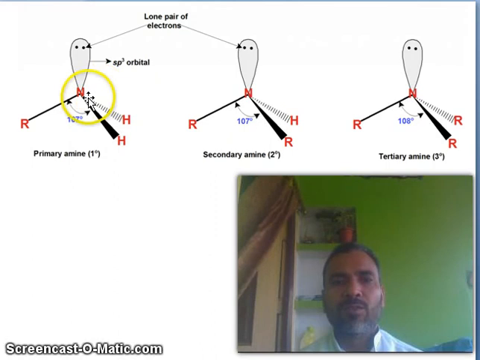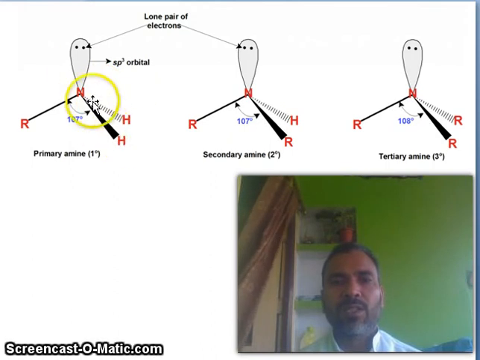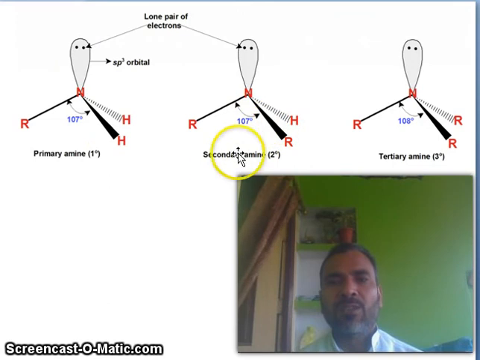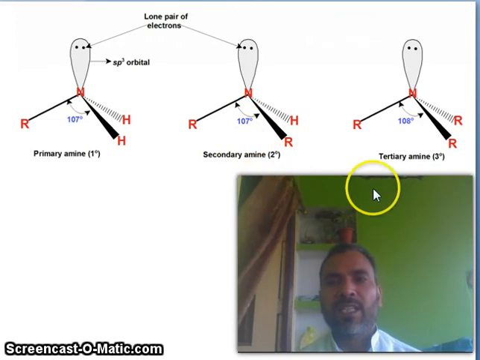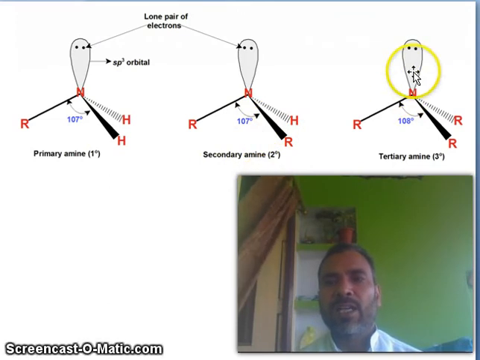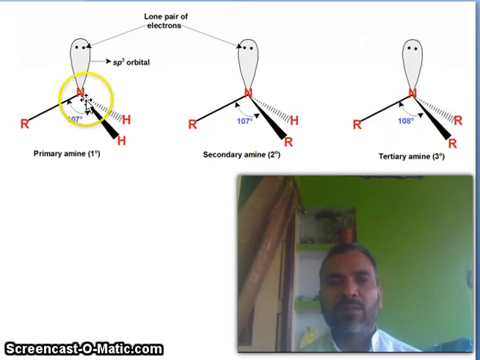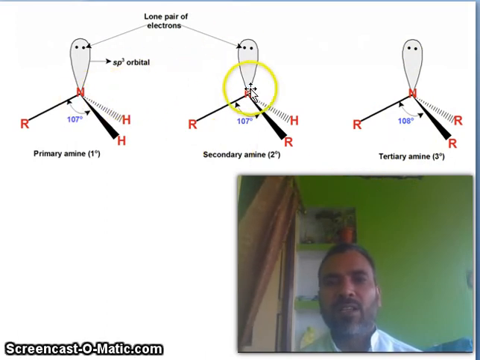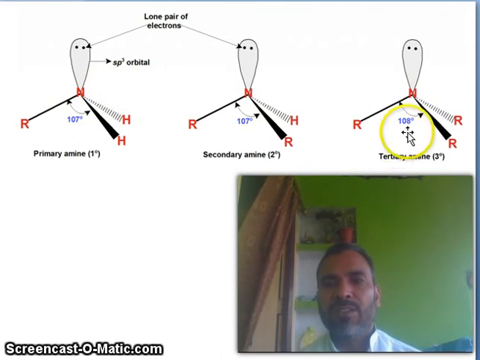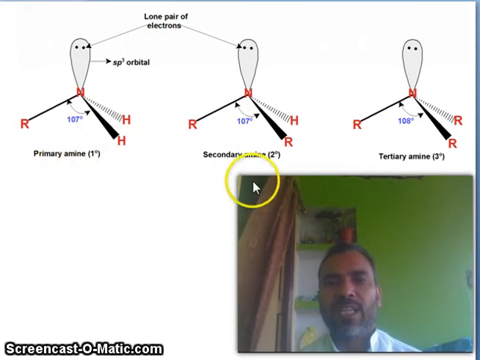Now you see two hydrogens, so this is primary amine. Here one hydrogen, this is secondary amine, and no hydrogen, this is tertiary amine. So this is sp3 hybridized, this is sp3 hybridized, sp3 hybridized. We just check it, 108 degree, 107 degree, 107 degree. So primary, secondary and tertiary.